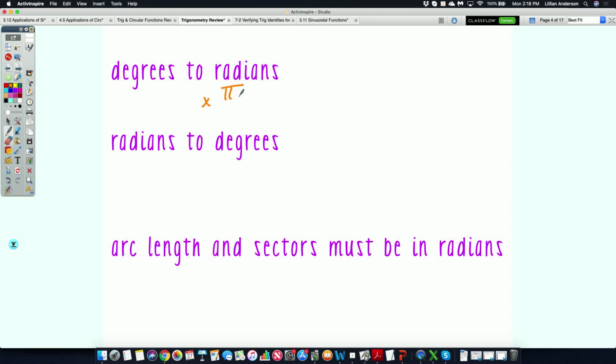Just in case you forgot, to go from a degree to a radian, you multiply by pi over 180. How do I go from radian to degree? You multiply by 180 and divide by pi. Okay, almost never did you ever go from radian to degree. But again, if you need to go from degree to radian, you multiply by pi over 180. And like I said, arc length and areas of sectors needed to be in radian.